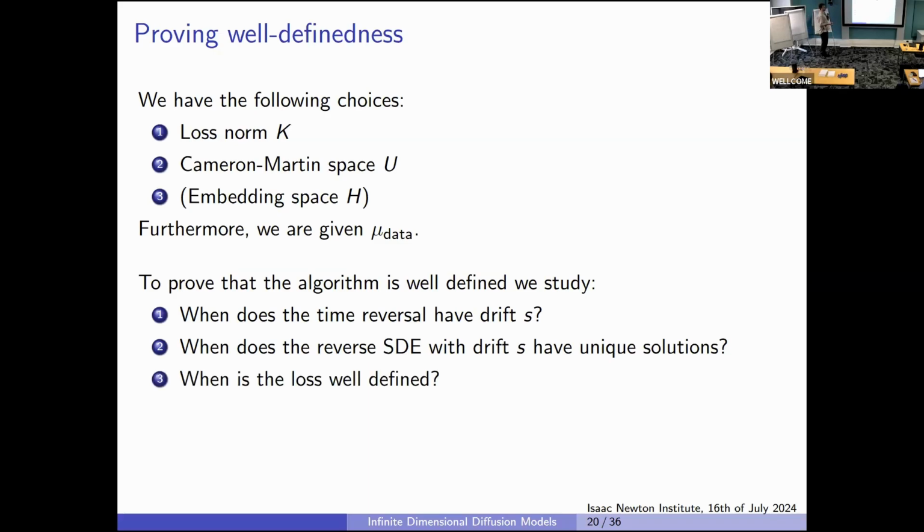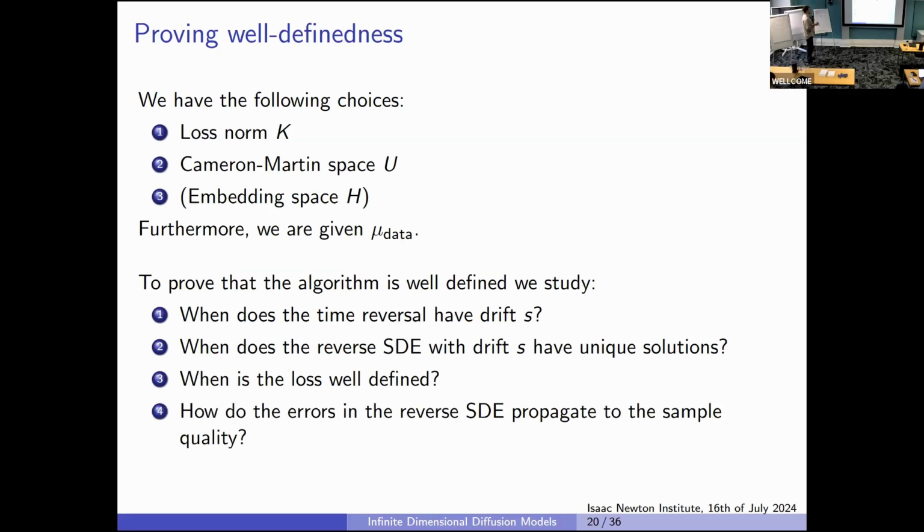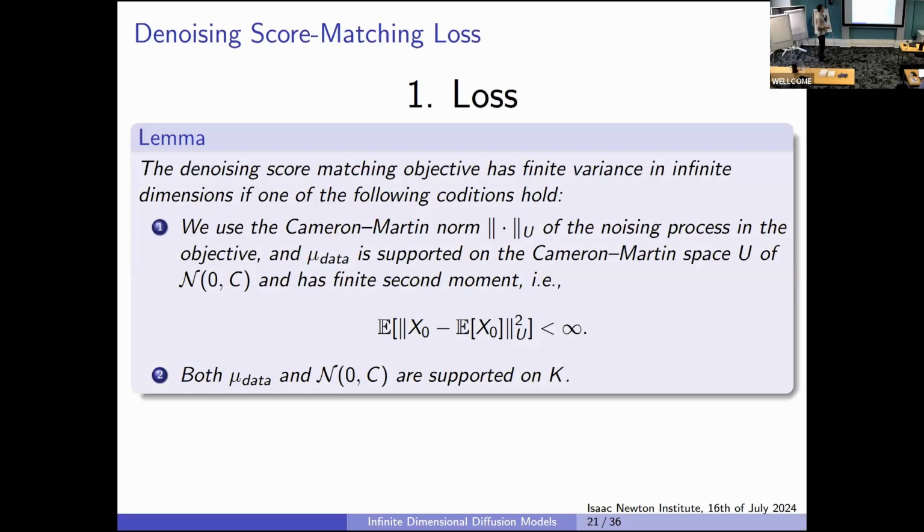Then we want to somehow approximate the drift that we're using in the reverse SDE. And for that, we have to check when this denoising score matching loss that we have in infinite dimensions is well defined. And lastly, if we make errors in the drift, or errors in the initial condition of the reverse SDE, or discretization errors from using Euler-Maruyama, how do these propagate to the sample quality? So these are Wasserstein bounds. Okay, so it's a bit of another order than before.